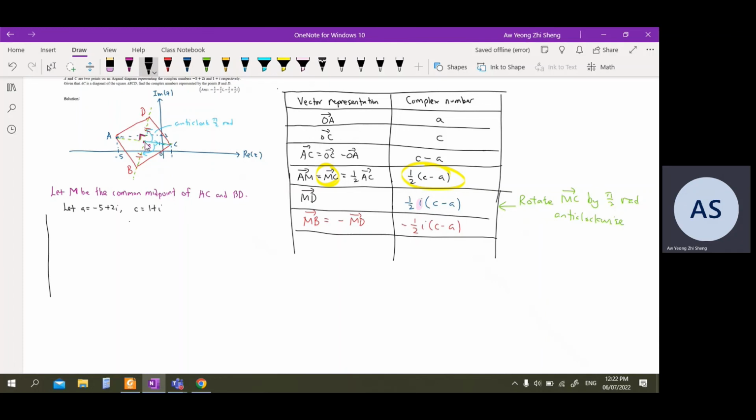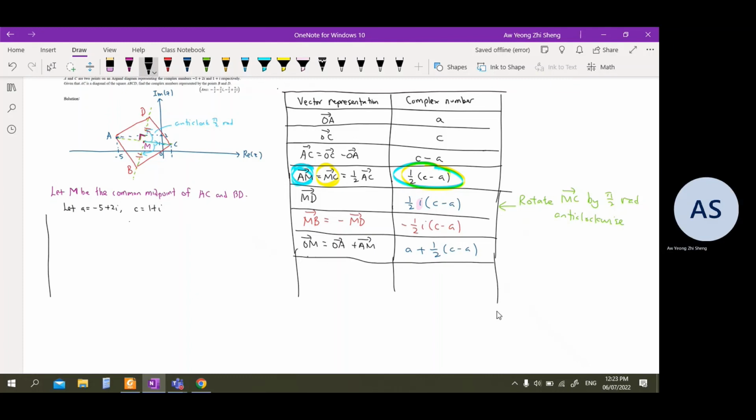Now to get OM, you can try to go from OA followed by AM. Right? OM is just OA followed by AM. Okay, we already have AM earlier. AM is the same as MC, so you can use this. And OA is just a simple A. Right? So it's A plus half C minus A. You can choose to simplify this complex number here, but I choose not to. I just leave it in that messy form, because later I will do the simplification at the end.